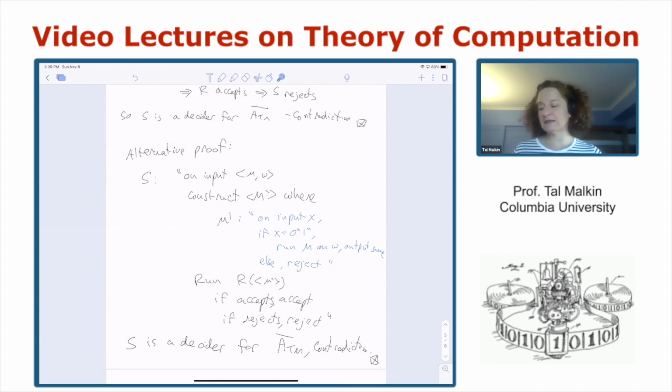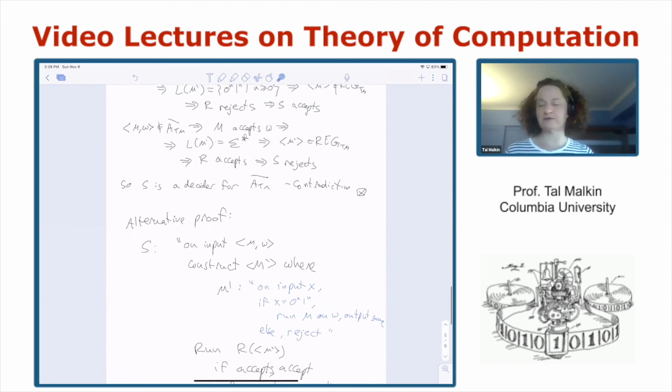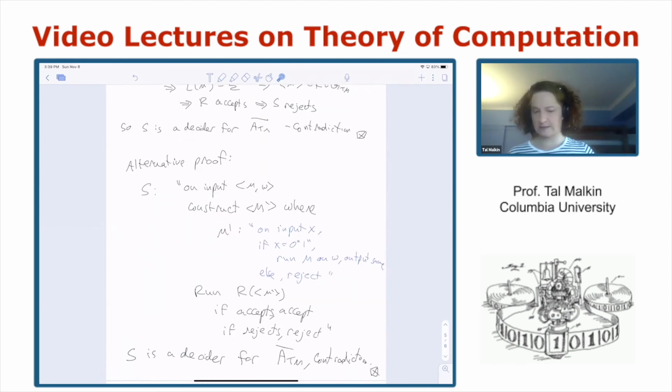But in any case, the idea in everything we did, an important part is to note that I never ran this M prime. I just need to be able to write this piece of code algorithmically and then run my decider on it. Okay, so this is a new way, using reductions, a very useful way to prove a language is not decidable.